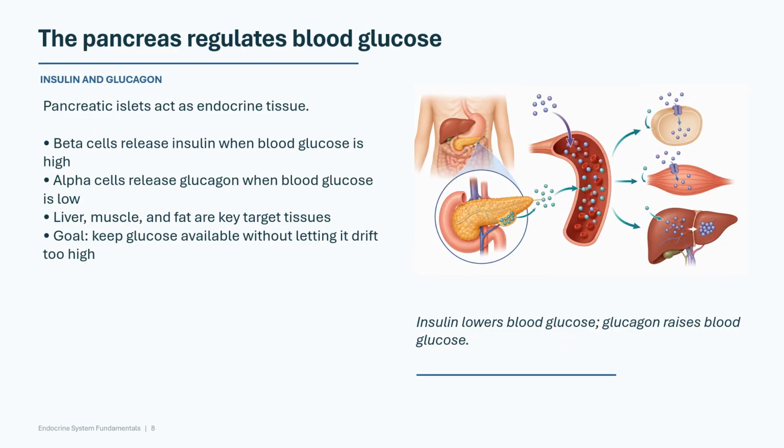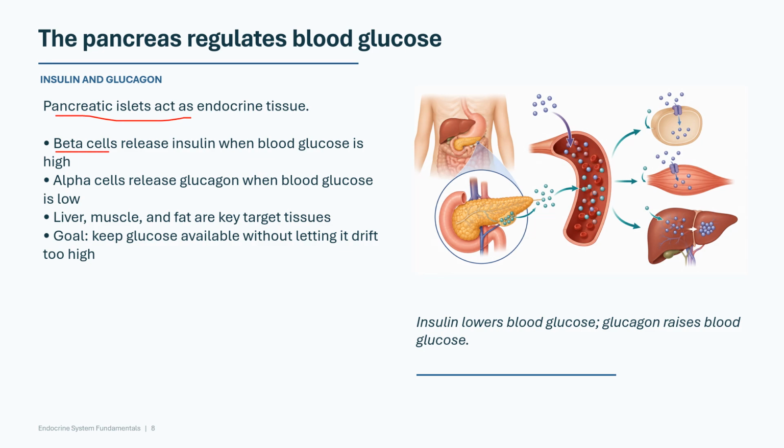Now let's take a moment to discuss the pancreas, which is also part of the endocrine system. The pancreas is instrumental in allowing us to regulate blood glucose. The pancreas has these little islands called pancreatic islets that have particular cells that allow us to modulate blood glucose levels. It's got beta cells.